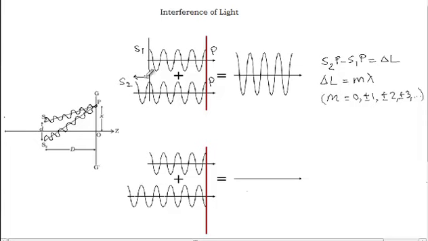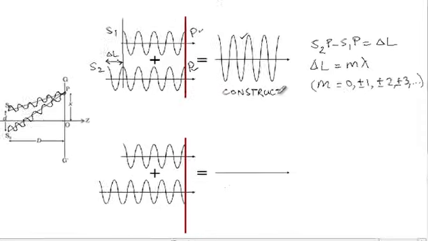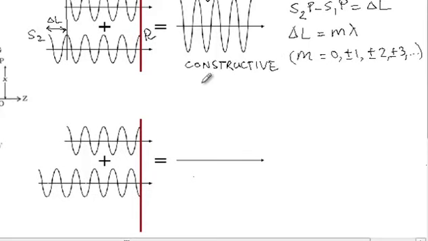This difference in path length is delta L, and if it is an integer number of wavelengths, that means one wavelength, 2, 3, 4, 5 and so on, then the waves at P will meet in phase with each other, and hence you will get constructive interference, which means that you will observe a bright fringe. This would result in constructive interference and hence a bright fringe. So bright fringes are formed at positions where the path length difference is an integer number of times the wavelength.